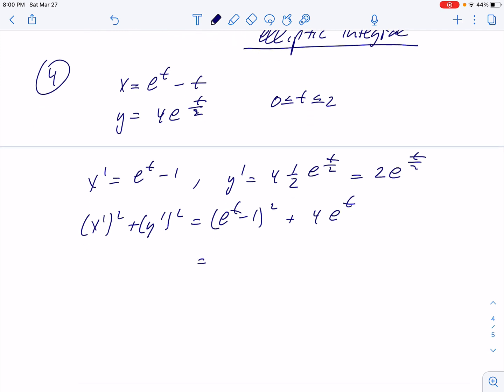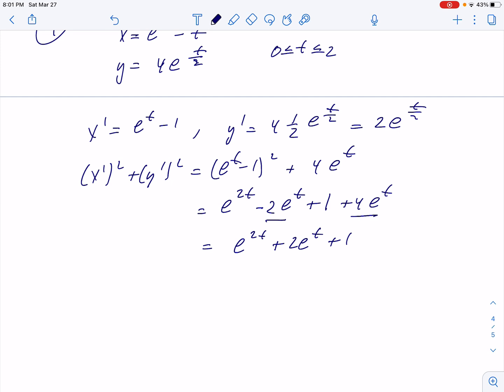Here we work the square: first squared, minus 2 times the product, so this will be 2 times e^t, plus second squared, and plus 4e^t. We can put like terms together, and this becomes exponential 2t plus 2 times e^t plus 1. And this is easy to see: this is a perfect square, (e^t plus 1) all squared.